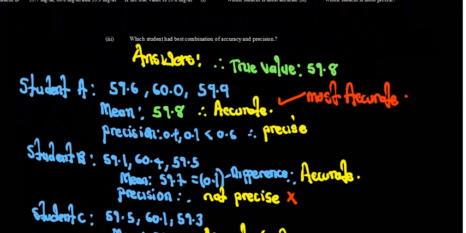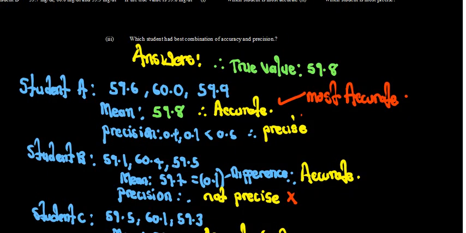So we'll indicate this one as most accurate, and of course it was most precise. In fact, they asked which student had the best combination of accuracy and precision. So, best precision and accuracy. So, for the first student, or student A.